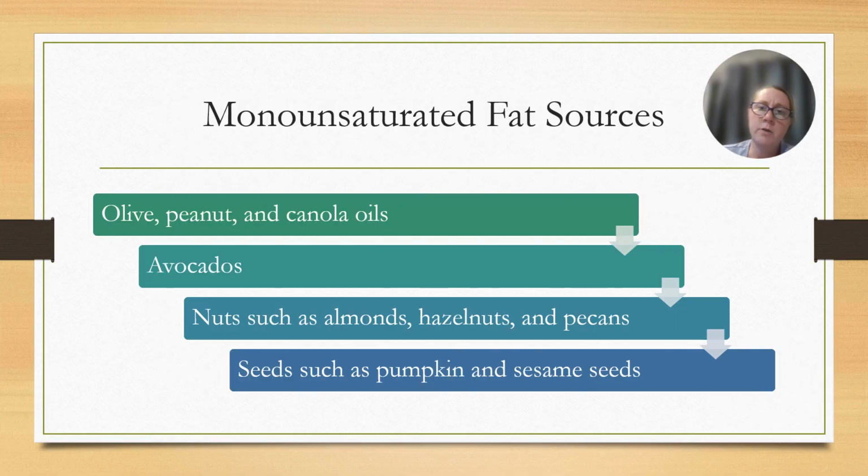So monounsaturated fat sources, these are just a few: olive, peanut, and canola oils. I'll give you my 2 cents on canola in a minute. Avocados are a great source of monounsaturated fat. And then nuts, such as almonds, hazelnuts, and pecans. Seeds, such as pumpkin and sesame seeds.